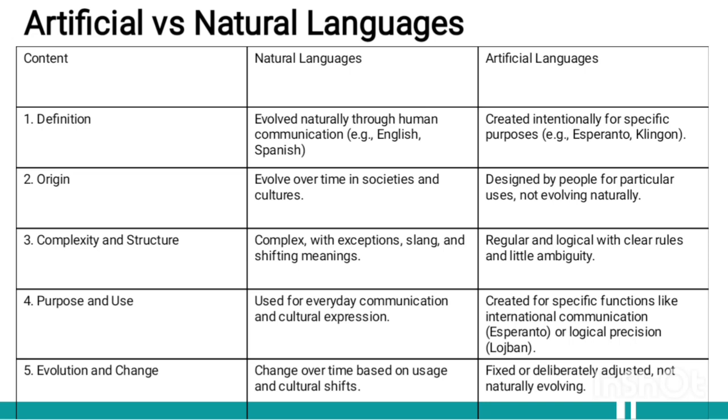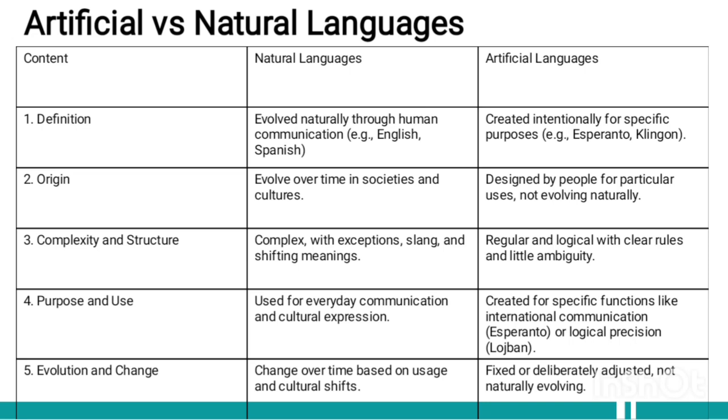But artificial languages tend to be regular and follow specific logical rules. They are designed to be consistent and reduce ambiguity. For example, Esperanto was created to be simple with no irregular verbs and a clear grammatical structure, making it easier to learn and use.